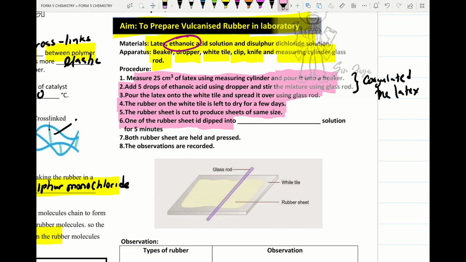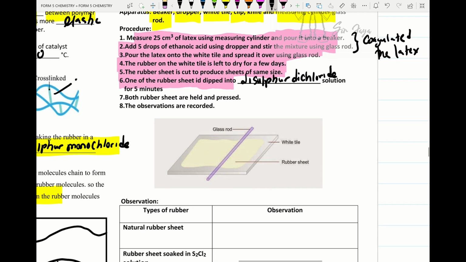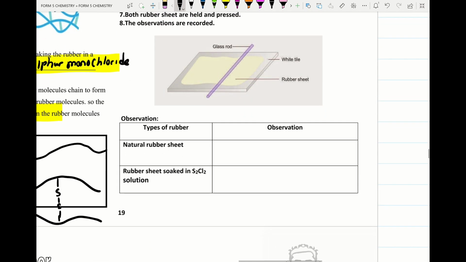One of the rubber strips is dipped into disulfur dichloride solution, or sulfur monochloride solution, for 5 minutes. Both rubber strips are then pulled and pressed. The observation is recorded. So that's how we prepare vulcanized and unvulcanized rubber.